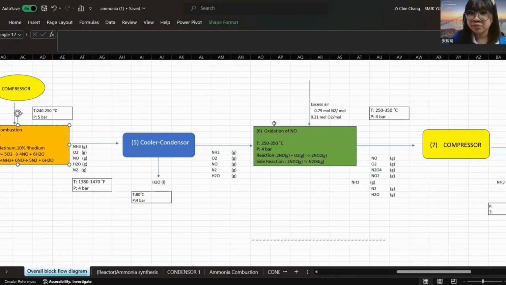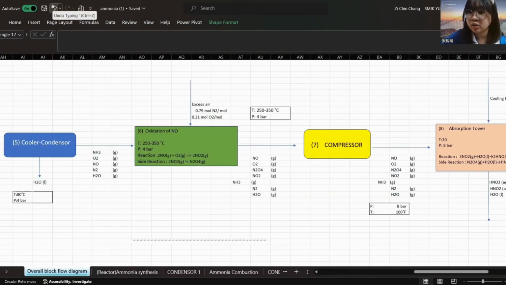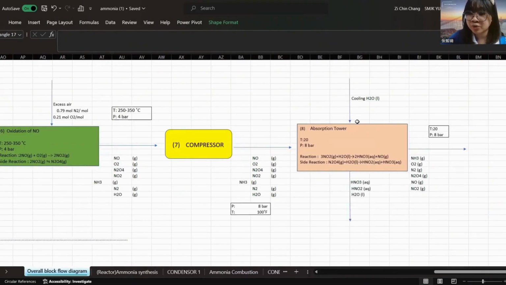In the oxidation column, nitrogen monoxide will react with the oxygen in excess air to produce a higher yield of nitrogen dioxide. In a low pressure system, we need high pressure and low temperature. So the compressor is set up between the oxidation of nitrogen monoxide and the absorption tower. Therefore, the gases are compressed again and the temperature is lowered. The gas stream that enters the absorption unit contains nitrogen monoxide, oxygen gas, dinitrogen tetroxide, nitrogen dioxide, ammonia gas, nitrogen gas, and water vapor.